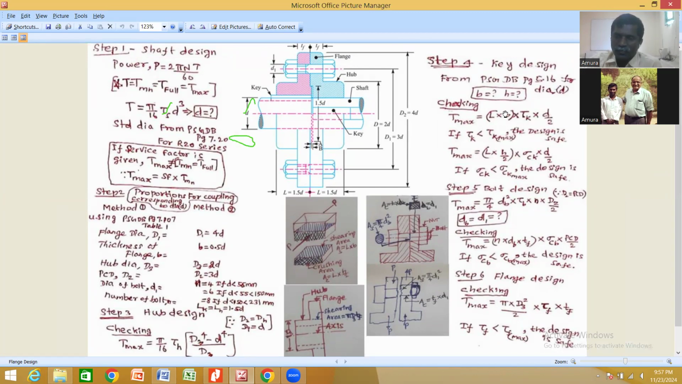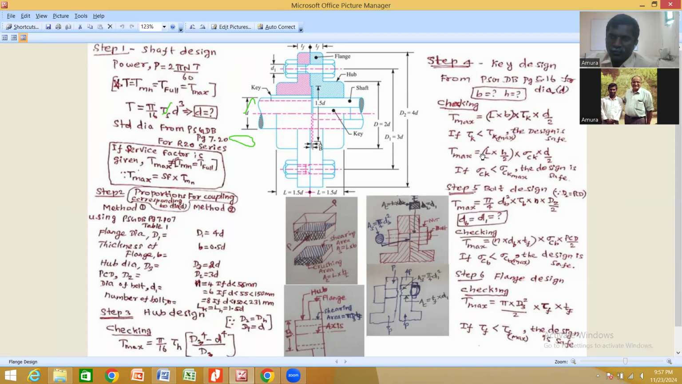So we know that torque is nothing but force into radius. So force is here, area into stress, and the radius is nothing but diameter by 2. After finding this shear stress, we have to confirm whether the calculated shear stress is lesser than the maximum shear stress. If that is assumed, then we can call the design safe.